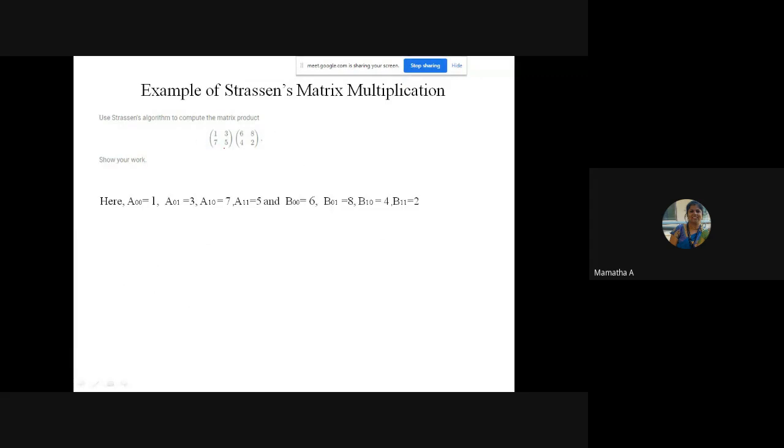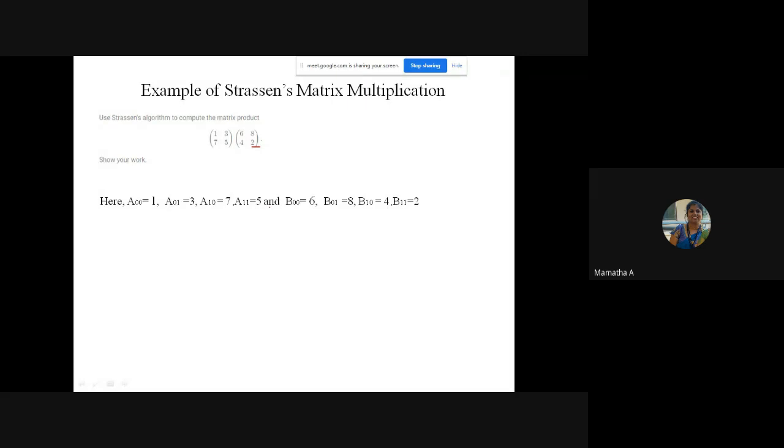In this procedure, you can now see what A00 is, students. A00 is 1, A01 is 3, A10 is 7, A11 is 5, and B00 is 6, B01 is 8, B10 is 4, B11 is 2. So you should first note down the values for the solution. Are you understanding?